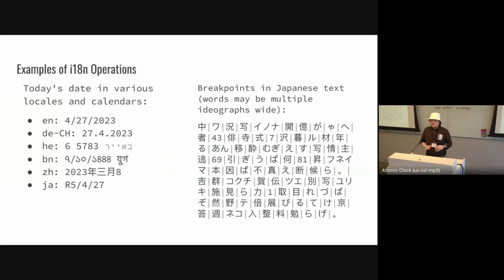And internationalization covers a lot of different types of operations. For example, what is today's date in different calendars? This is not today, but you get the idea. So this is the date formatted in several different calendar systems. And it looks wildly different depending on which calendar that you chose. And that's one type of operation. A completely different operation that's still I18N is finding breakpoints in, for example, Japanese text that has multiple scripts, and you need to be able to find words and separate those words.